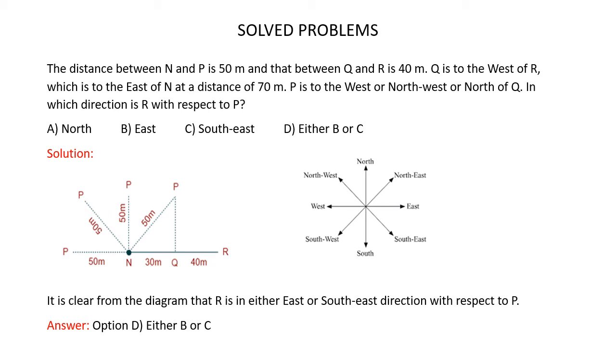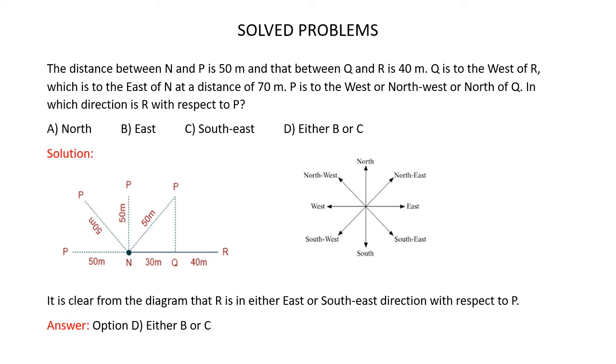Now since the distance between N and P is 50 meters, P can be in this position 50 meters from N and to the northwest of Q, or P can be at this position 50 meters from N, also in the northwest direction from Q. It's also given that P can be to the north of Q. So P can be at this position north of Q and the distance between N and P is 50 meters.